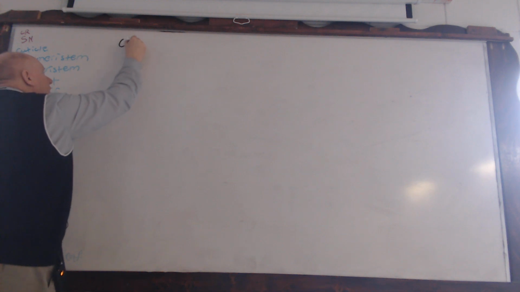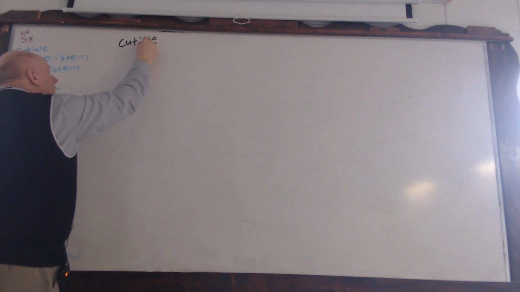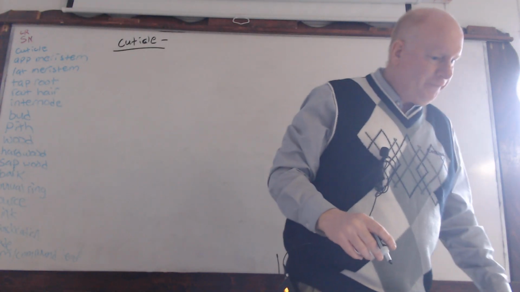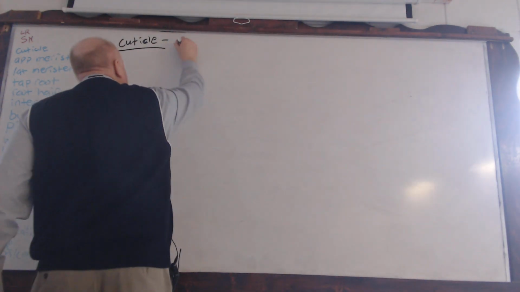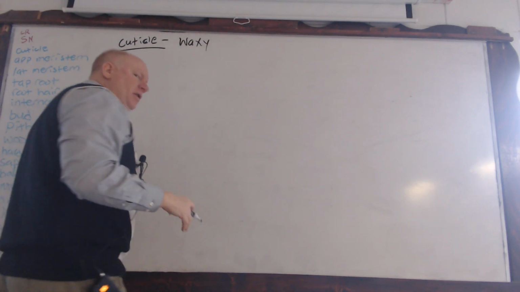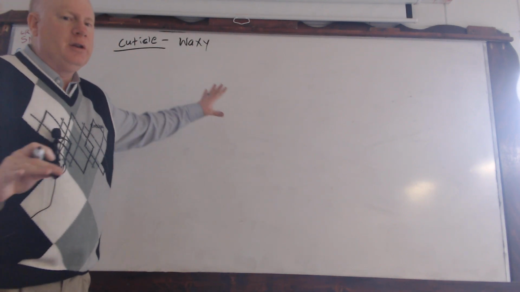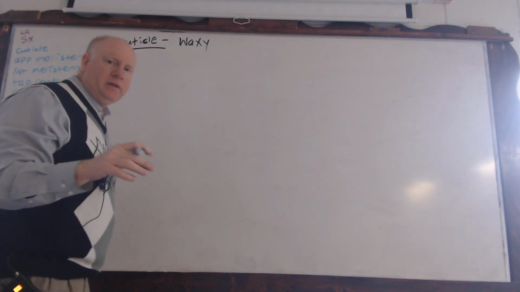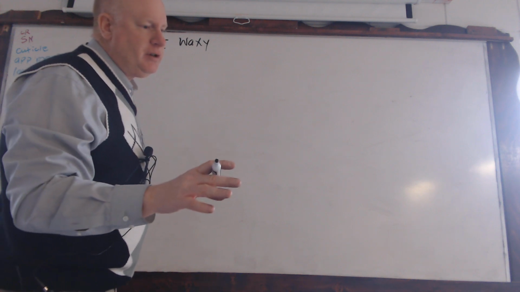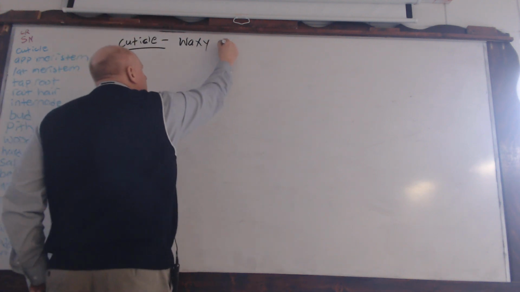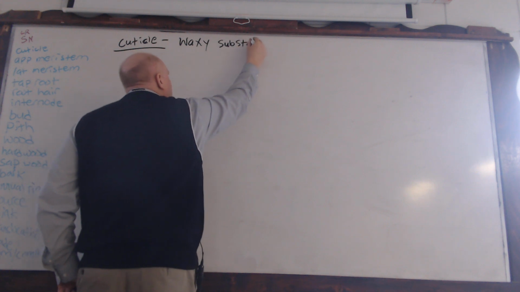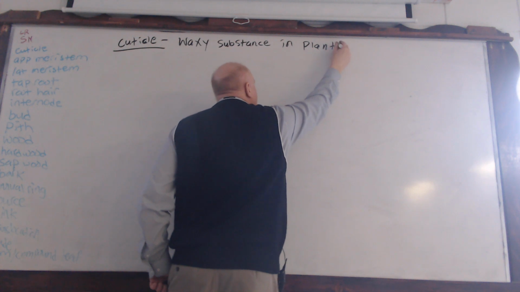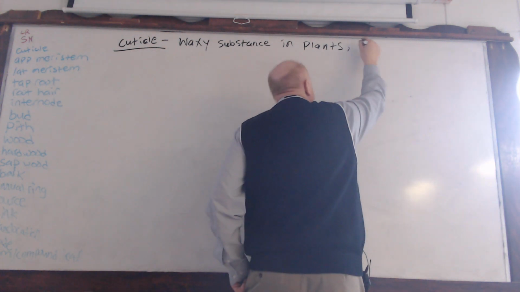We've got cuticle. Okay, that's a C. So if we're talking about a cuticle, it's a waxy substance. I'm just reading these because there might be a glare up on the board, so you can always go back and see this and listen to what we said. Waxy substance in plants, and the significance of that is it prevents water loss.